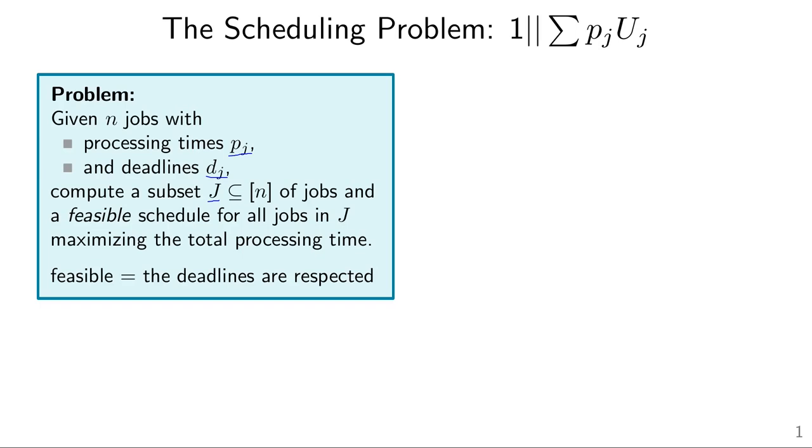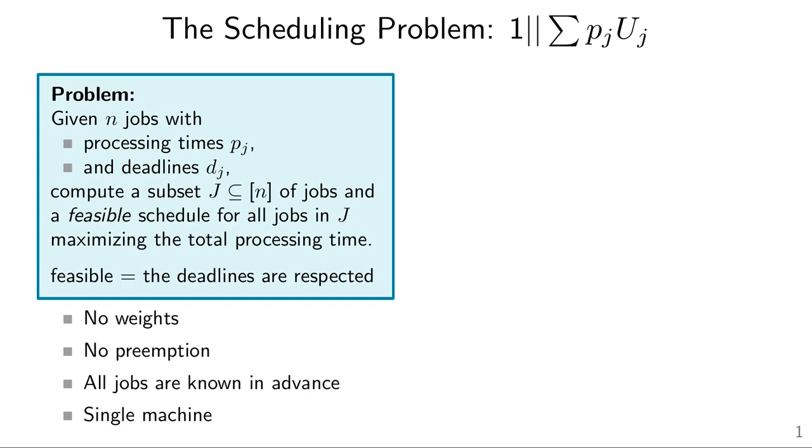So let me start by stating what this problem is not about. There are no weights attached to your instance. So the objective really is as plain as maximizing the total processing time of all jobs in J. We do not allow for preemption, which essentially means that we can never interrupt the execution of a job. When we schedule a job, it is executed fully, then the next job follows.